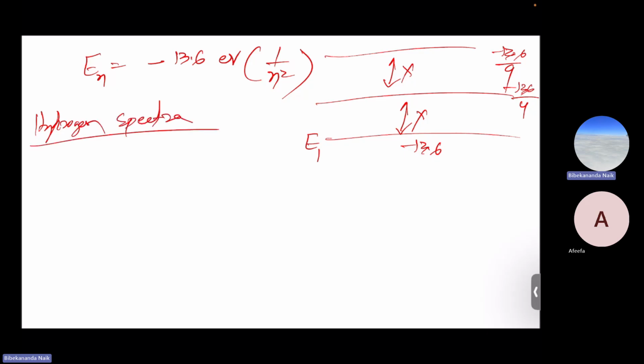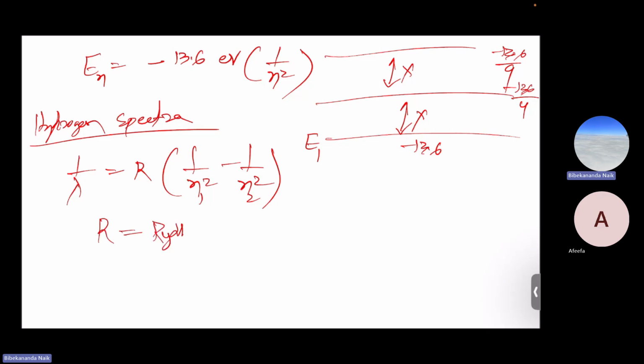So for the hydrogen atom spectra, we found out the wavelength, frequency, and wave number of the spectra, and the formula was 1 by lambda equals R times 1 by n1 square minus 1 by n2 square, where R is Rydberg's constant. And what is the value of Rydberg's constant? It is 1.097 into 10 to the power 7 meter inverse.